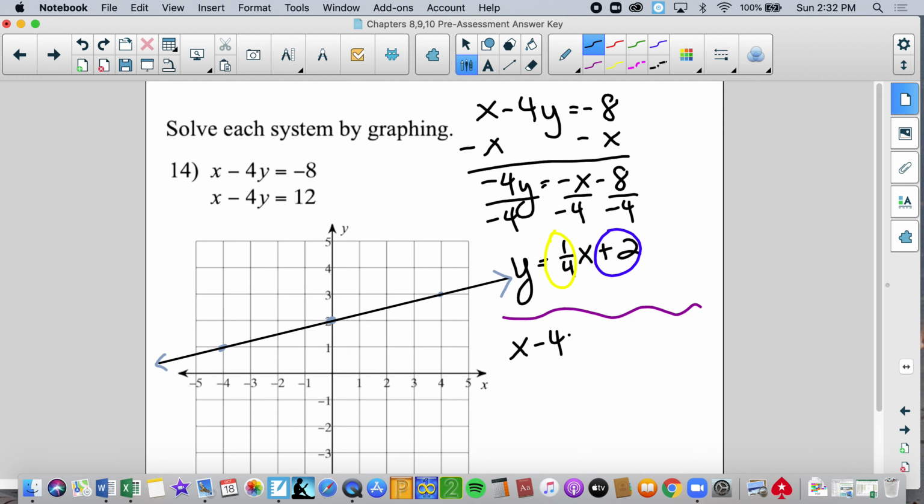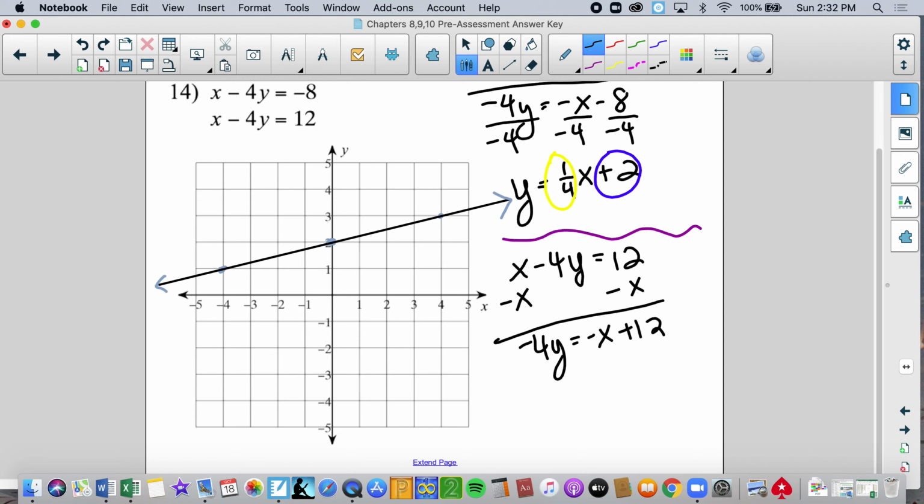x minus 4y equals 12. We're going to subtract x. -4y equals -x plus 12. We're going to divide by -4, divide by -4, divide by -4. y equals 1/4 x minus 3.